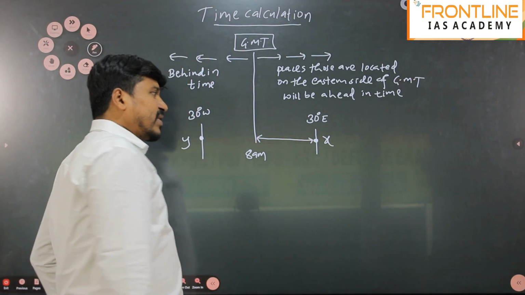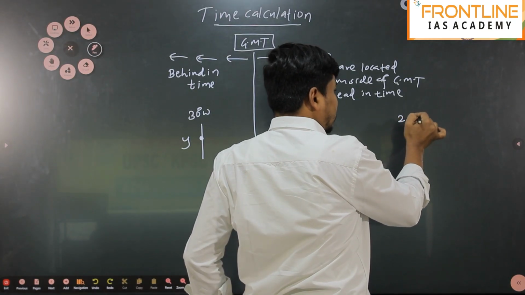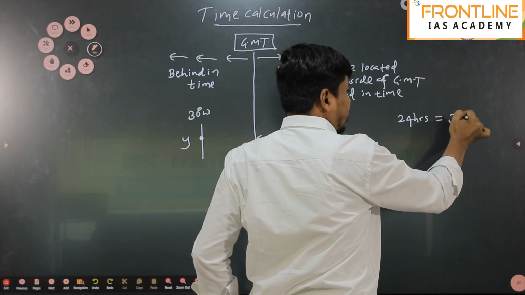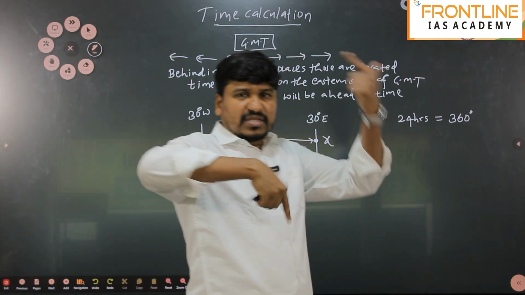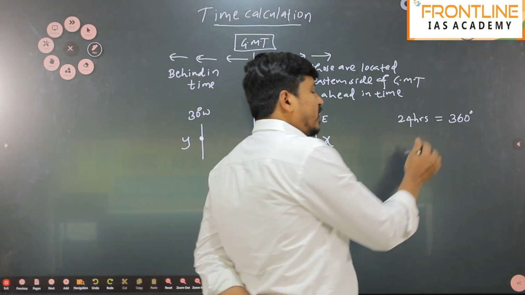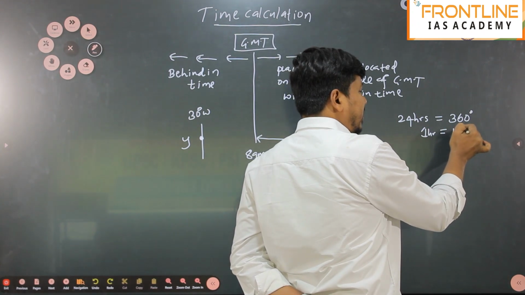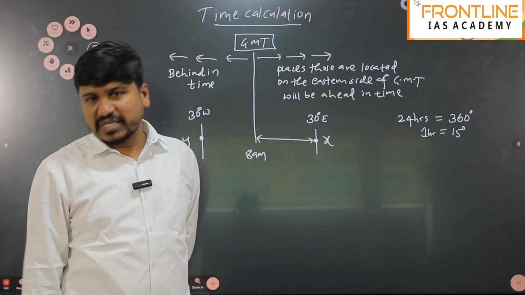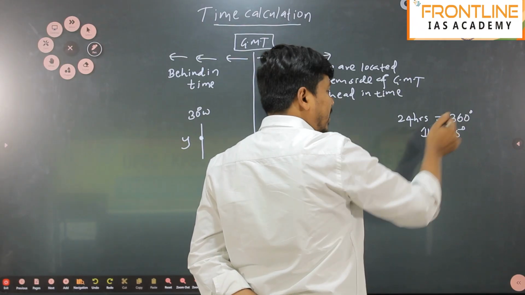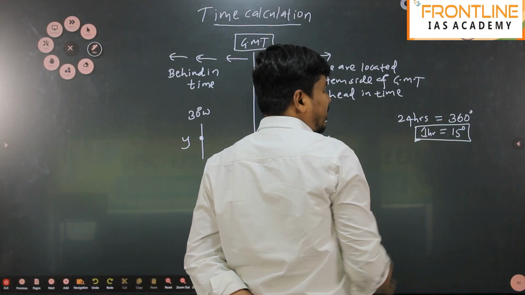And to calculate time difference, you should remember some important points. Just listen. Earth takes 24 hours to complete one rotation. One rotation is nothing but 360 degrees. So to complete 360 degrees, Earth takes 24 hours. In 24 hours, 360 degrees, meaning in 1 hour, 15 degrees, because we divide by 24. In 1 hour, Earth covers 15 degrees.